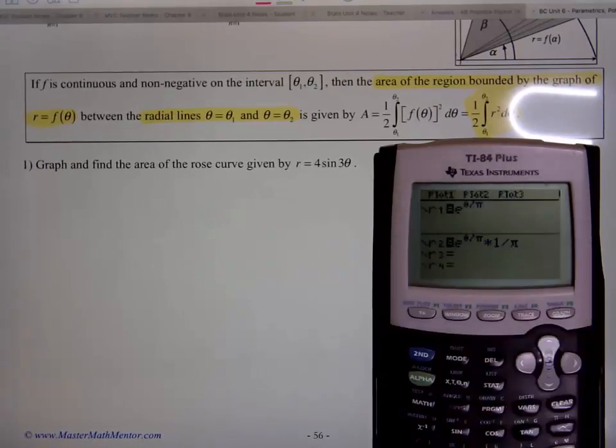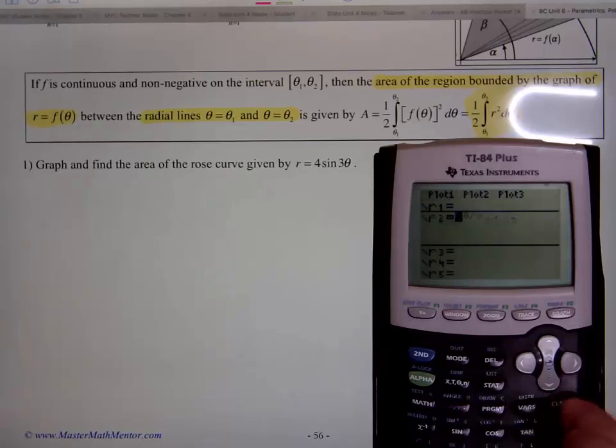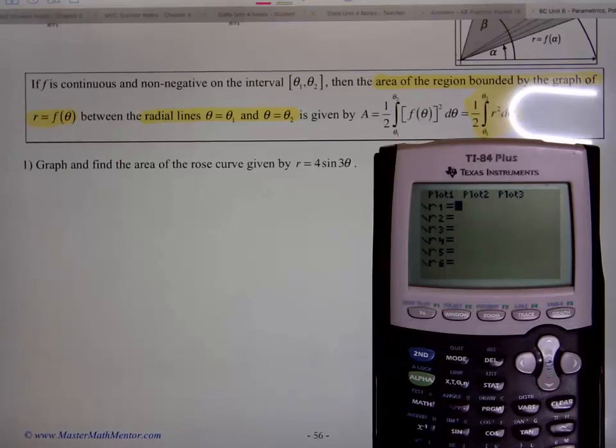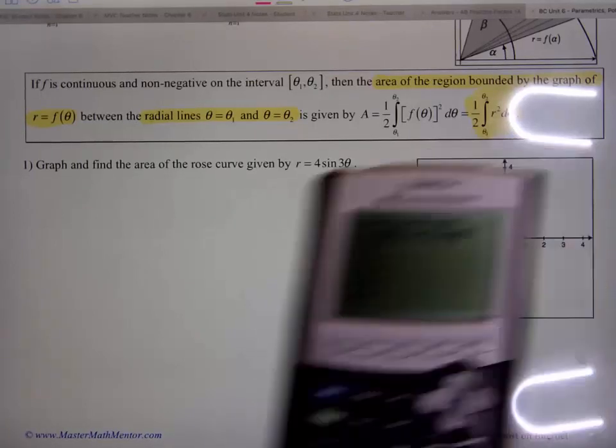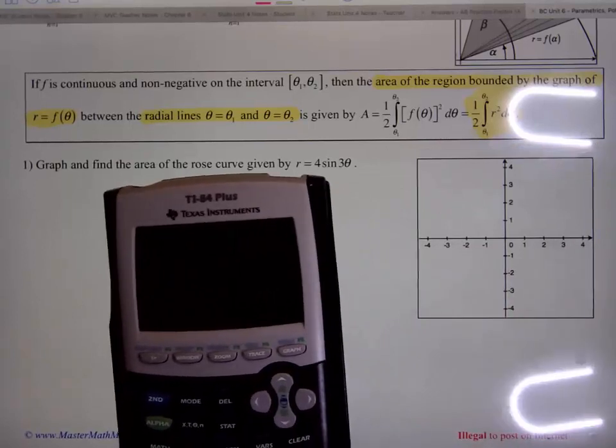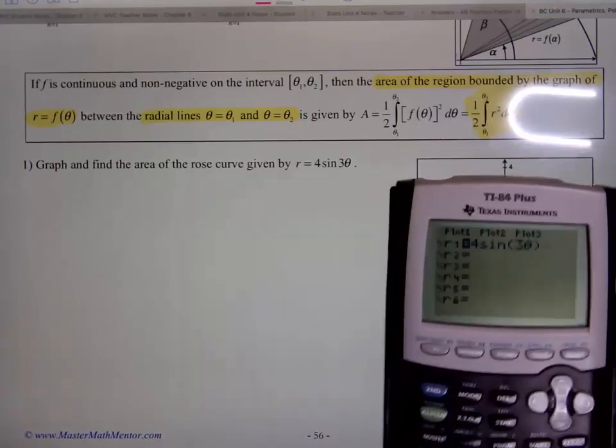Go to y equals. And it says r's. We've done this already, right? Yes. So we're going to type in 4 sine 3 theta, close your parentheses. Theta is in the same place as x. Okay, we have to set our window, so don't push graph yet. Take a look at the grid that they gave us. It goes from about -4 to 4 in both directions.